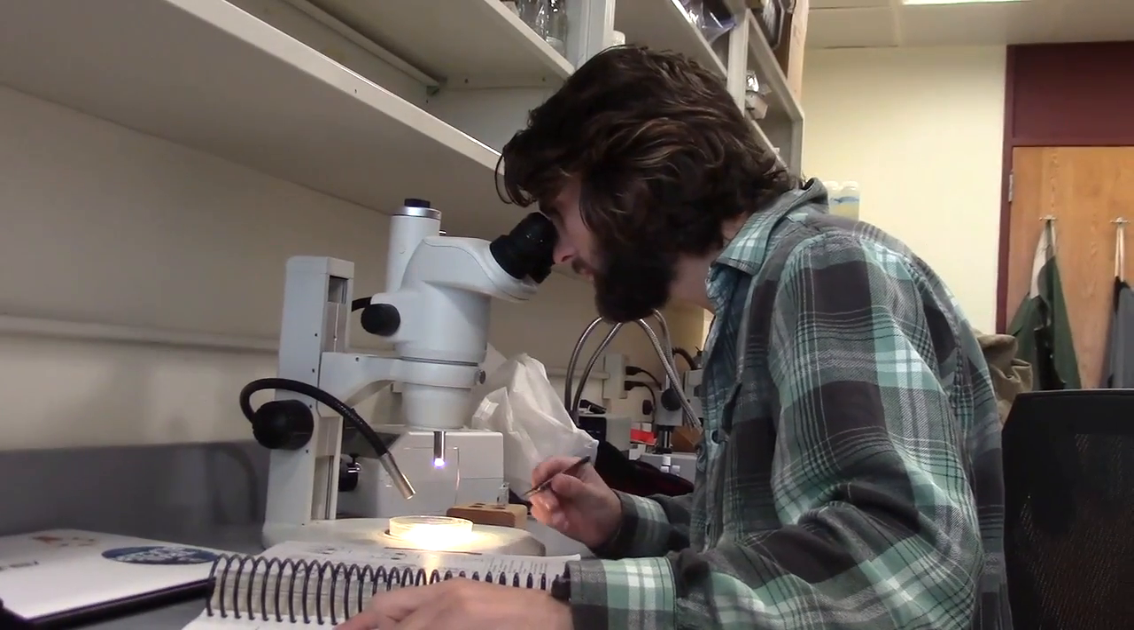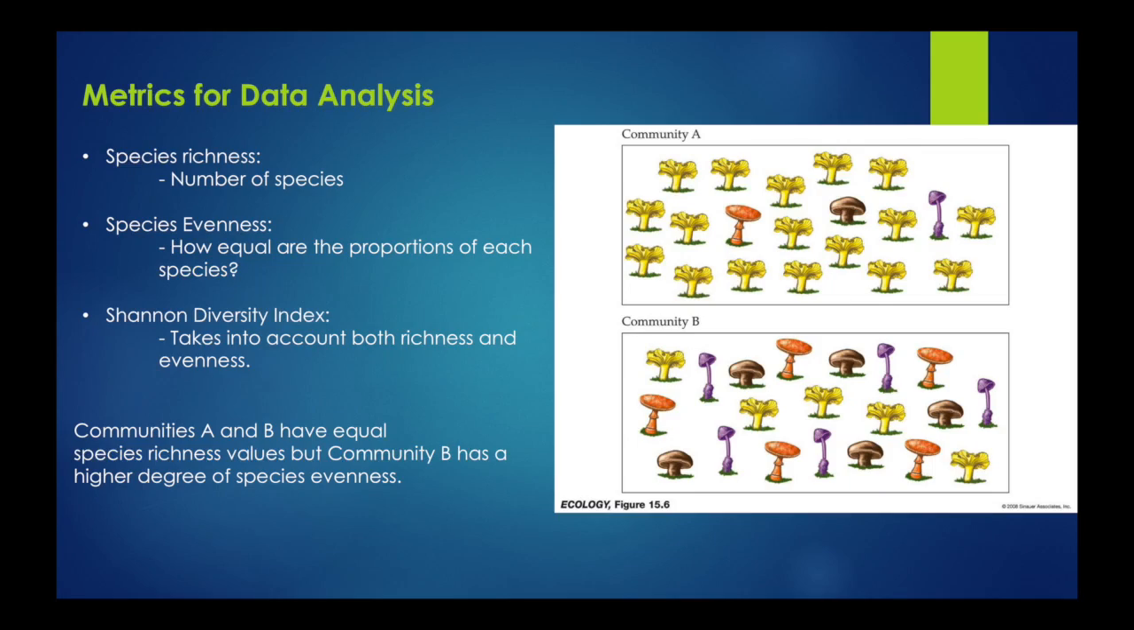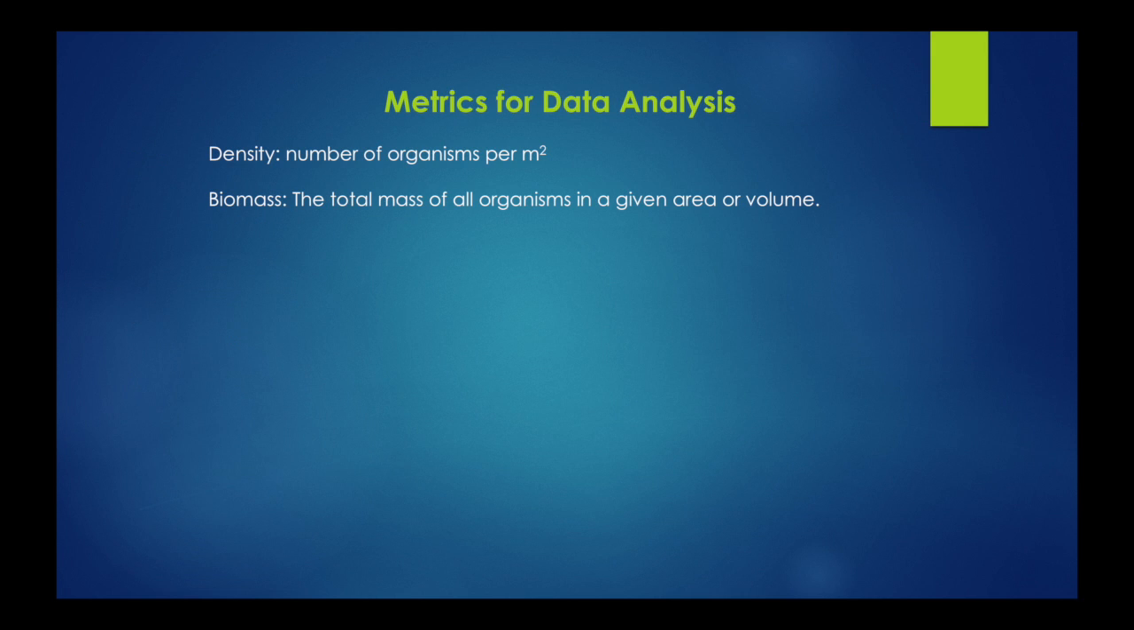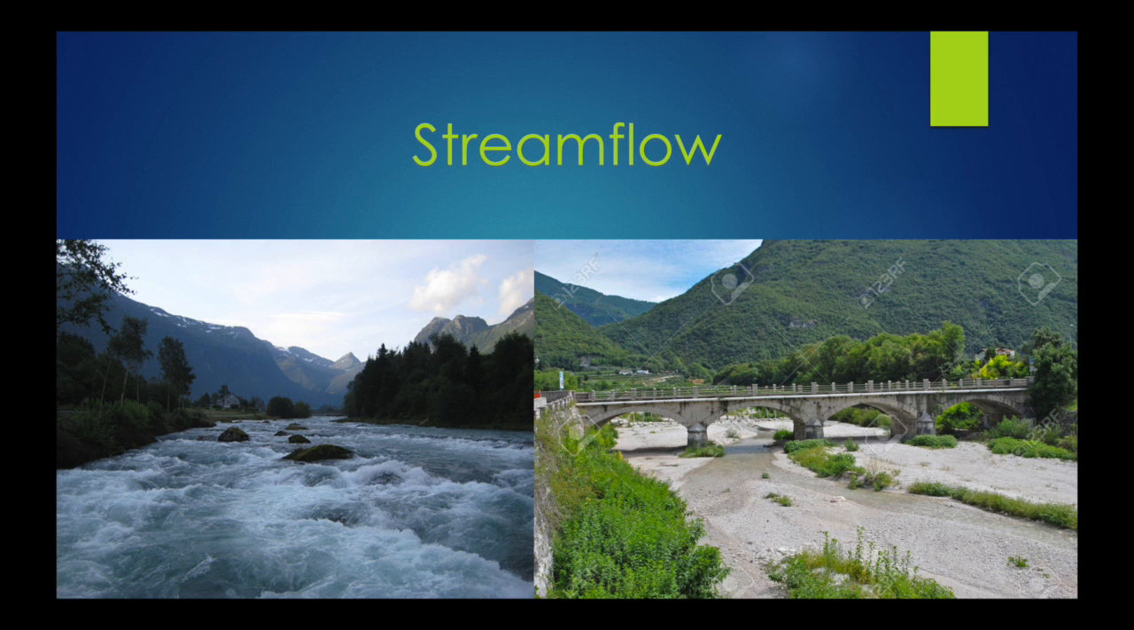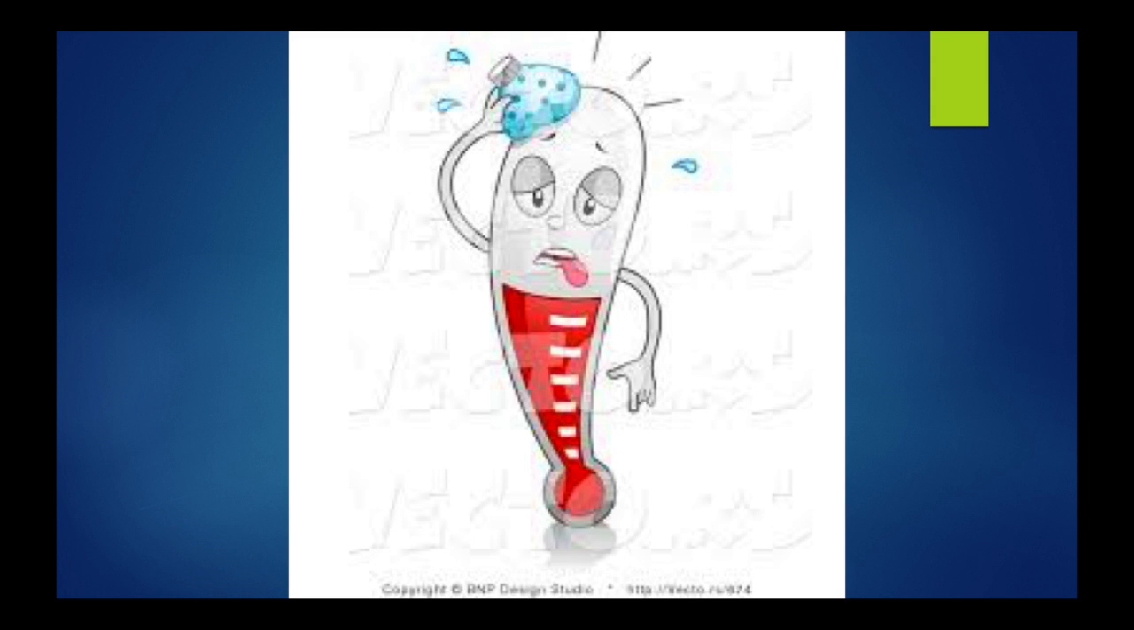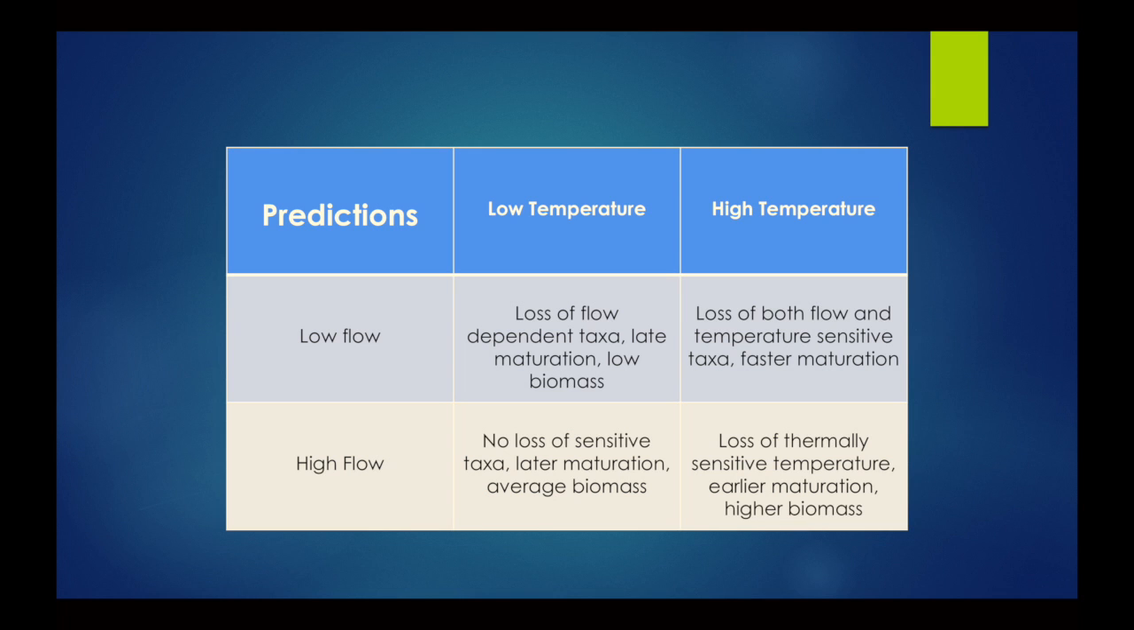For each sample, I will be calculating species richness and diversity. I will also calculate total biomass and total densities, as well as the densities of sensitive taxa, such as the EPT taxa. I will be comparing samples from years of high flows and low flows, as well as years of high temperatures and low temperatures. I am predicting that higher temperatures and higher flows will result in earlier maturation and higher biomass, whereas lower flows and higher temperatures will result in earlier maturation but lower biomass.